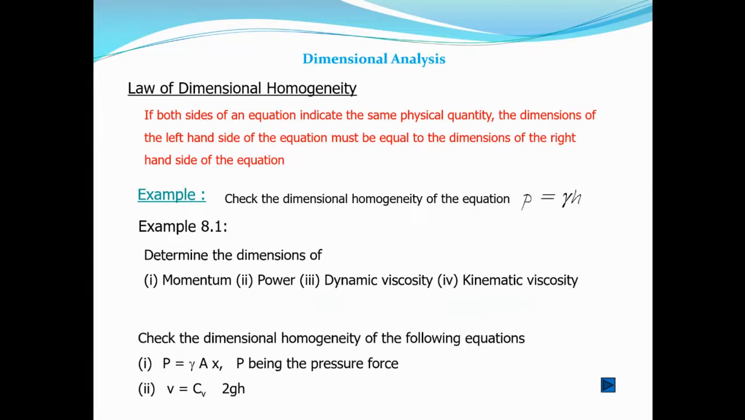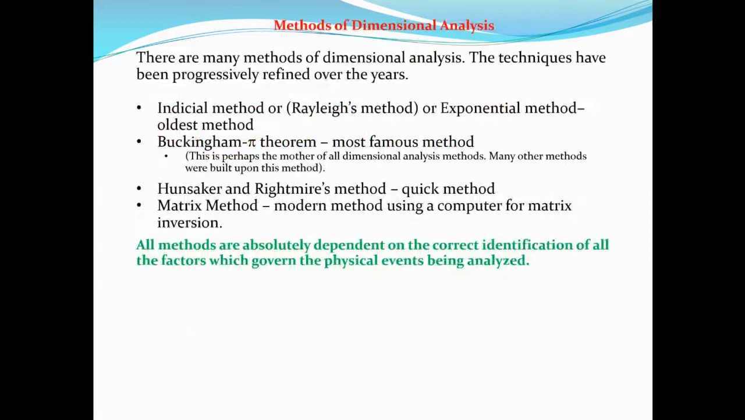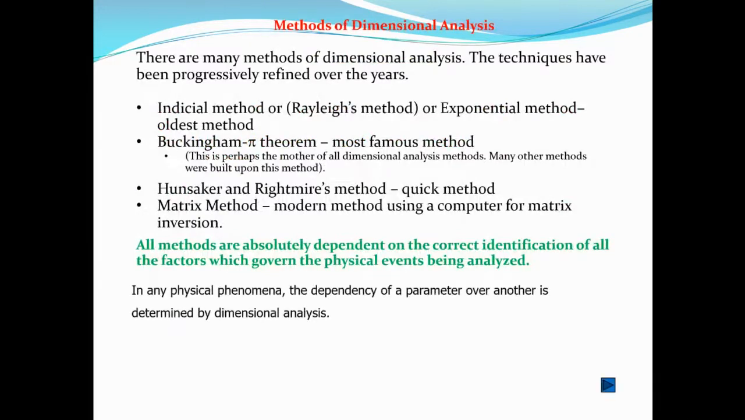Law of dimensional homogeneity. This we know. Both sides of an equation must be balanced, isn't it? Pressure, gamma, H. It has to be balanced. The dimensions have to be equal on both sides. Very important.